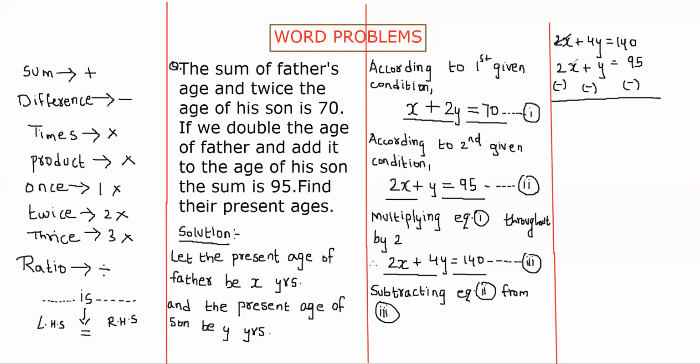Plus 2x minus 2x will get cancelled. 4y minus 1y will give us 3y. 140 minus 95. Therefore 3y equals 45. Therefore y equals 45 upon 3, and hence we get y equals 15.